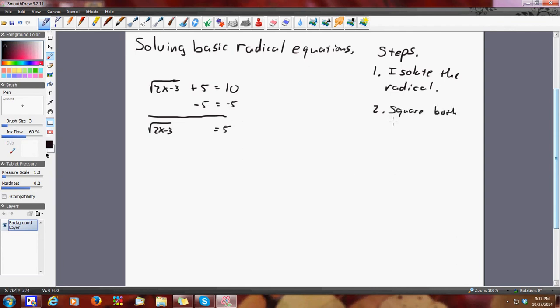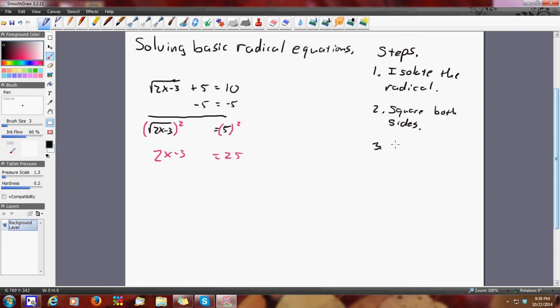What happens here is if I square this side, and if I square this side, radical 2x minus 3 times radical 2x minus 3 just becomes 2x minus 3. I'm just showing you that that's what it actually becomes. But 5 squared is 25. And so once I have that, you just solve like a basic two-step equation.